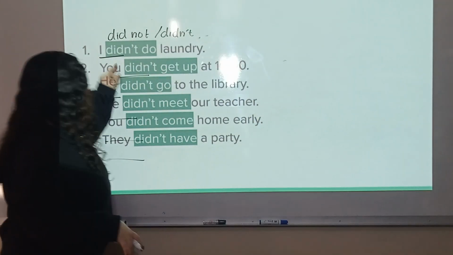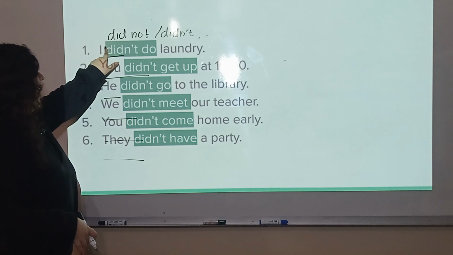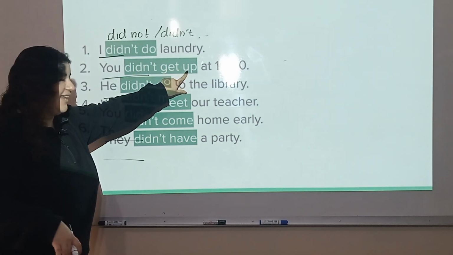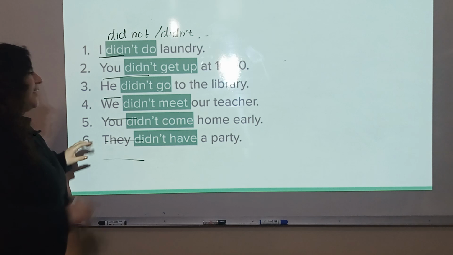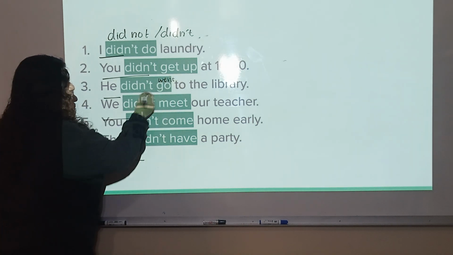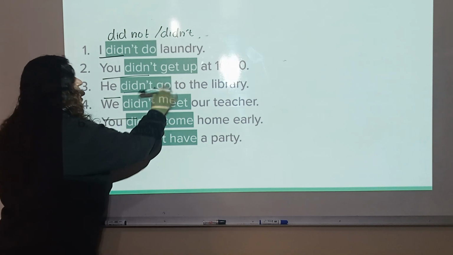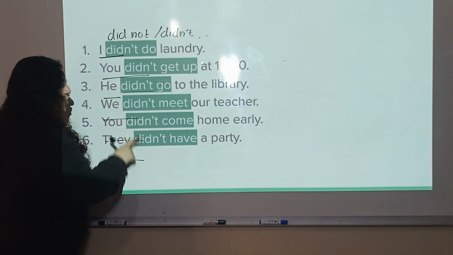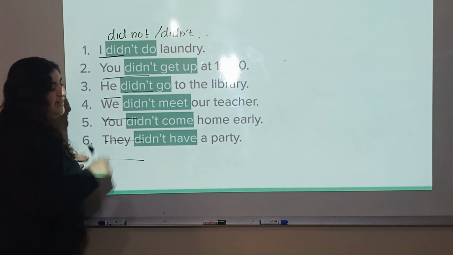Another example here, we have them in sentences. I didn't do laundry. I didn't get up at 10. He didn't go to the library. Remember not to make the mistake of saying he didn't went because it's already negative. So he didn't go to the library. We didn't meet our teacher. You didn't come home early and they didn't have a party.